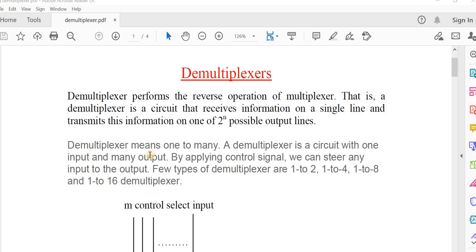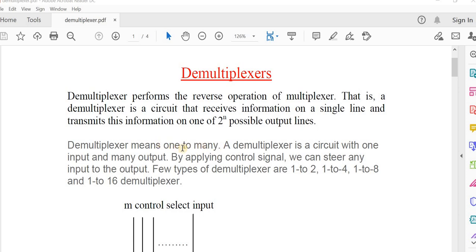That is, a demultiplexer is a circuit that receives information on a single line and transmits this information on one of the 2 to the power n output lines. So demultiplexer means one to many, whereas multiplexer was many to one. So this is the reverse operation of a multiplexer. That means it performs one to many.